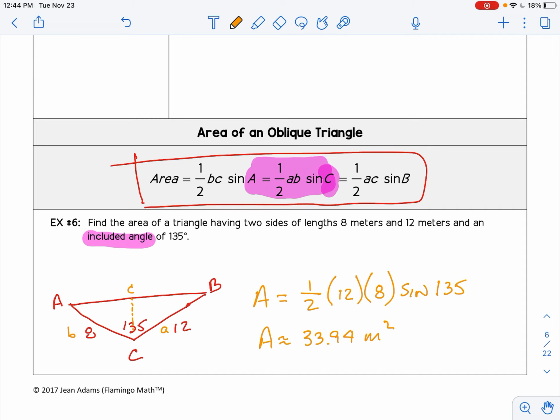Again, these formulas aren't super important, though just know that the angle should be the included angle between the two, and then the A and the B are sort of interchangeable. So, all right, that's the lesson for today. We'll conclude doing some of these.